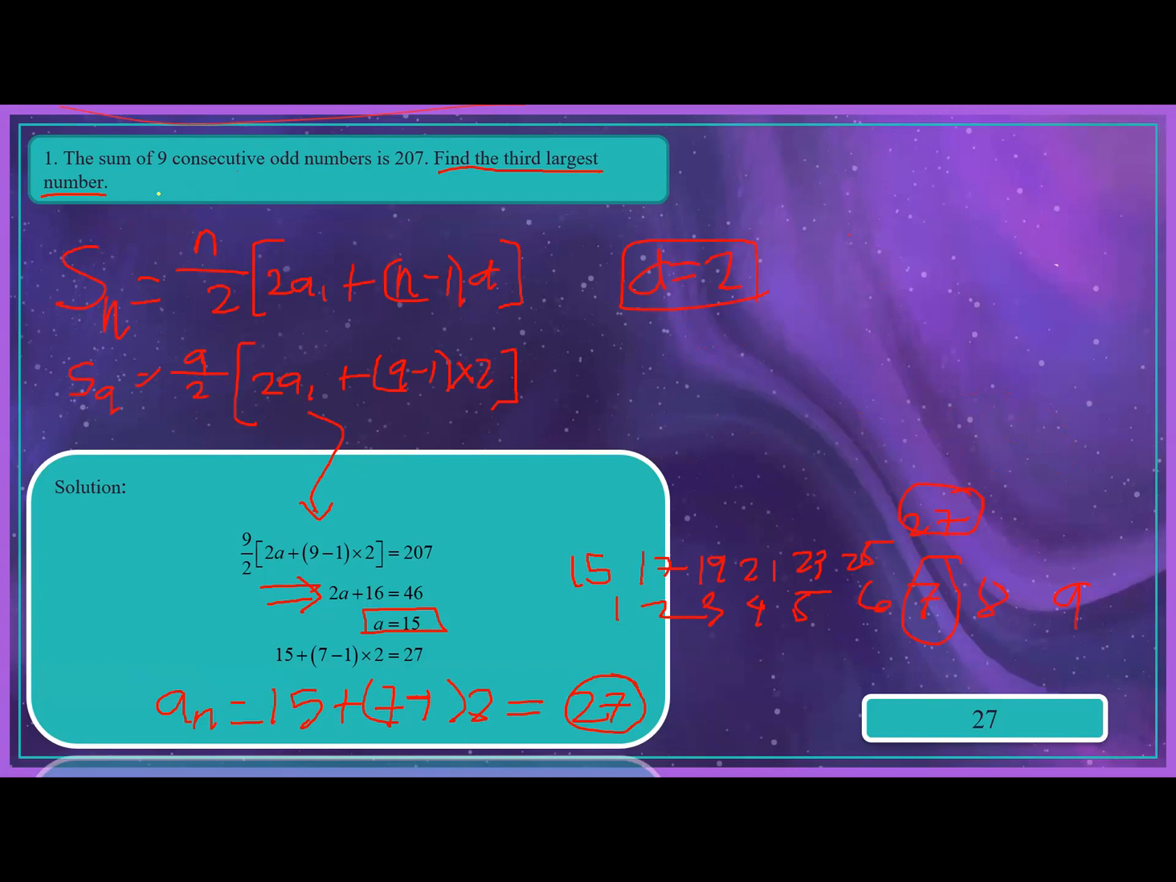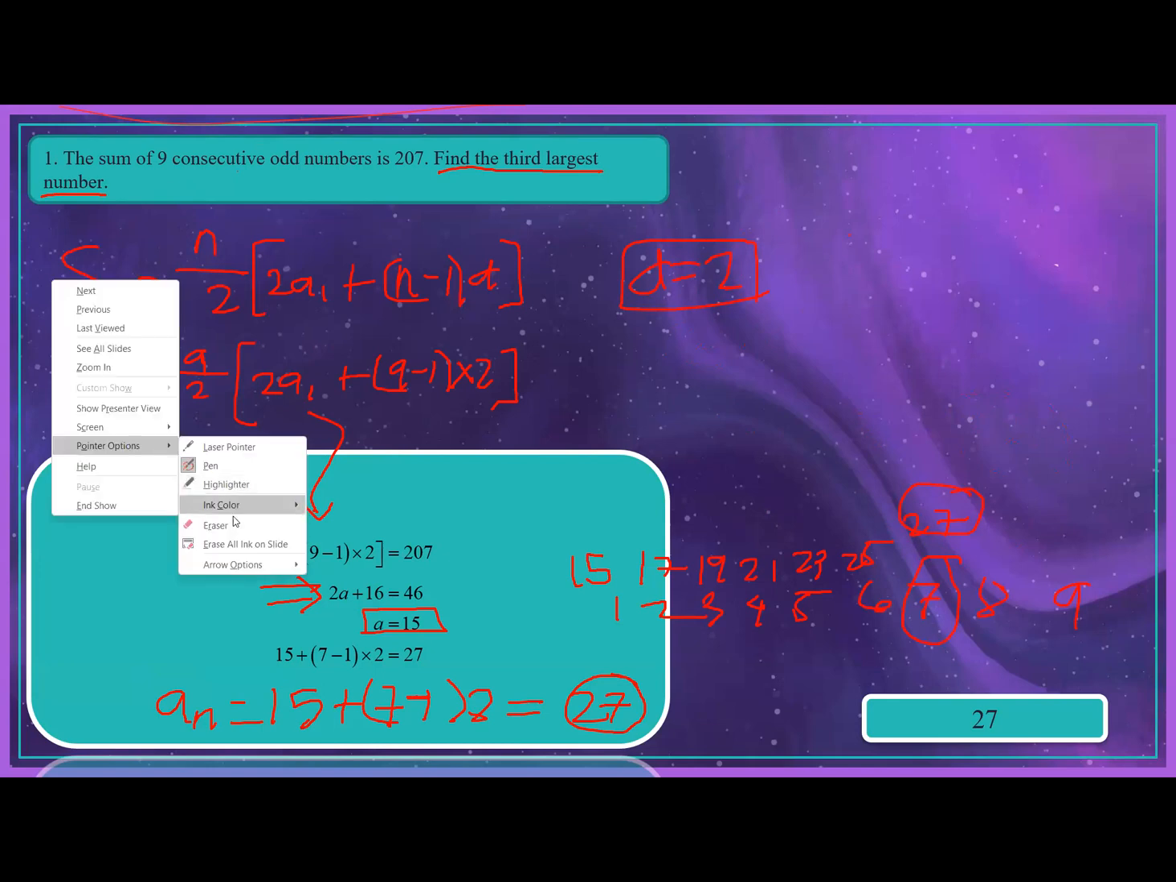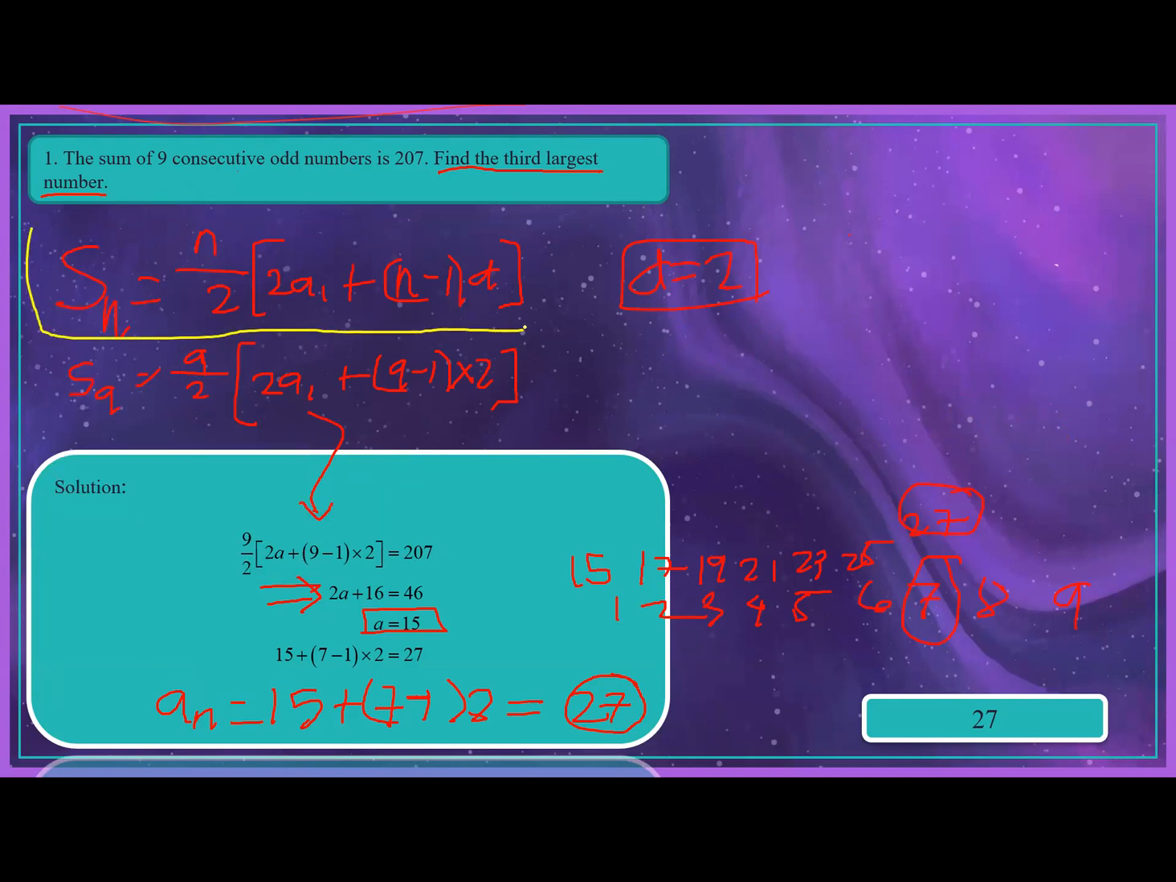So from 1 to 8, here for number 1, the sum of 9 consecutive odd numbers, you'll just use this formula for the sum. Here you have n to be 9 since 9 consecutive, and the difference of odd numbers is equal to 2. So you just substitute everything. Now you solve for a equals 15. That's your first term. Now you need to find the third largest number of these 9 consecutive odd numbers.